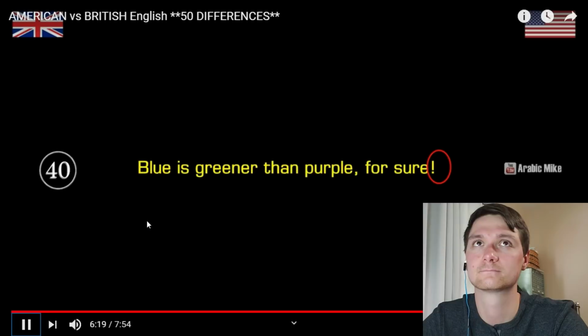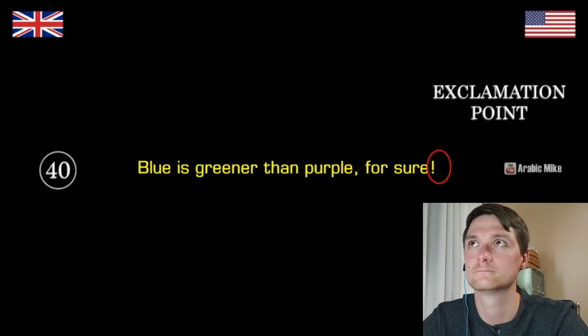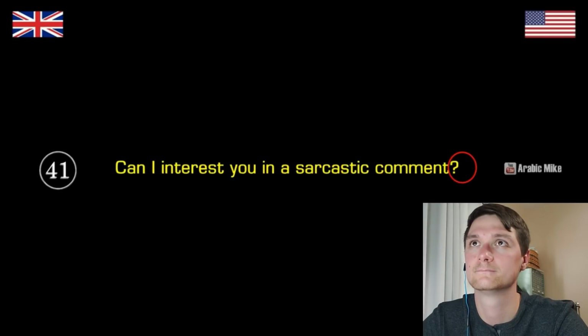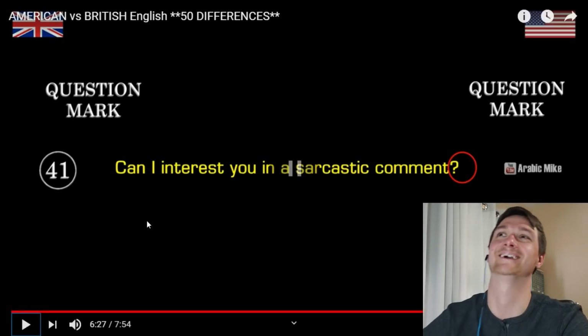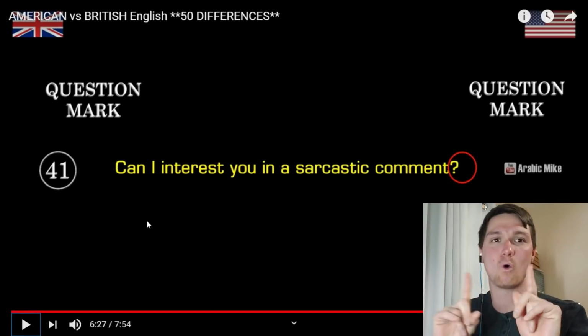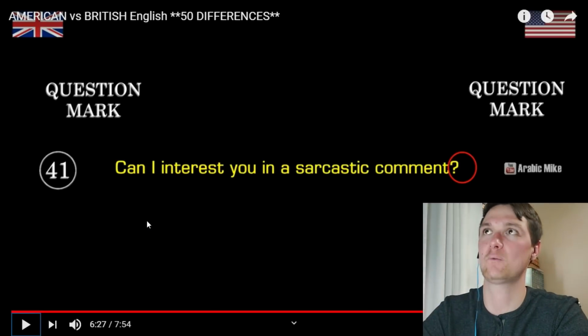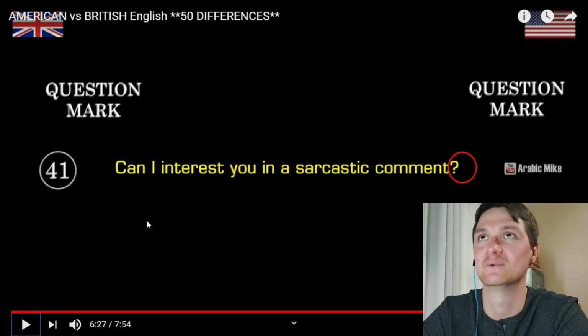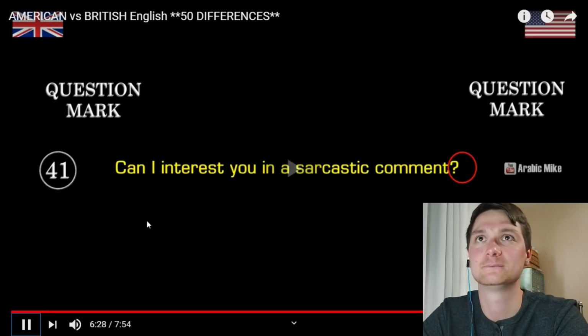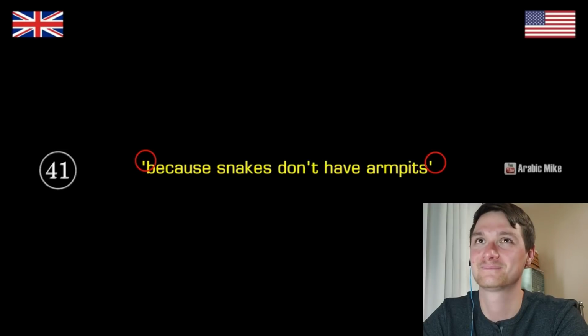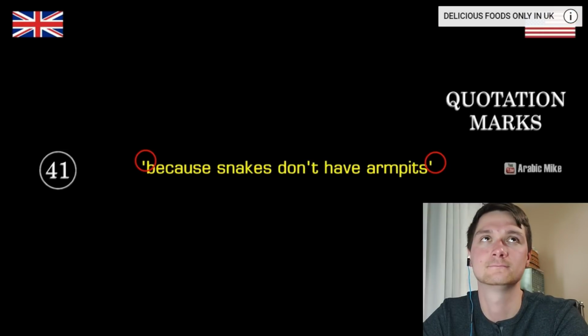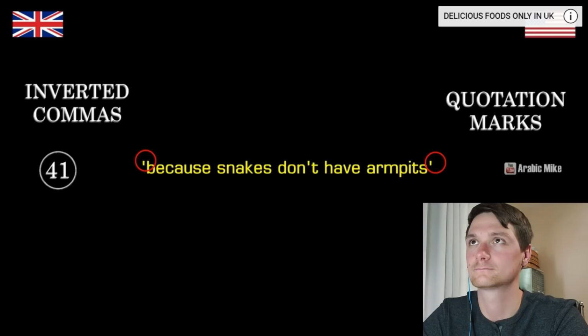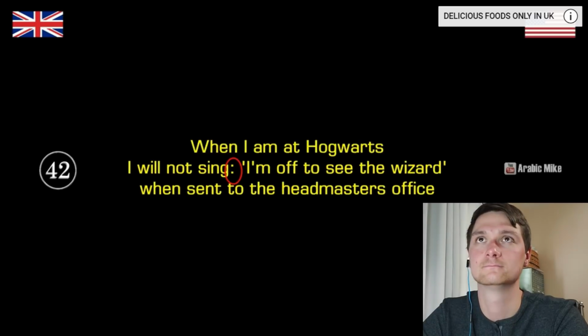What's the punctuation at the end of this sentence? An exclamation point. Exclamation mark. What's this? A question mark. Oh, finally, there's one out of 41 that's the exact same. That's hilarious. We call it the same thing. What's this? Quotation marks. We'd say inverted commas.